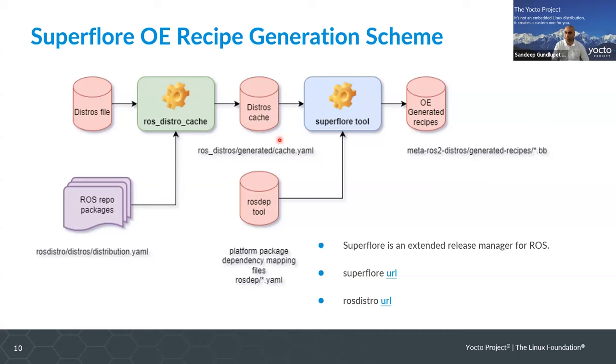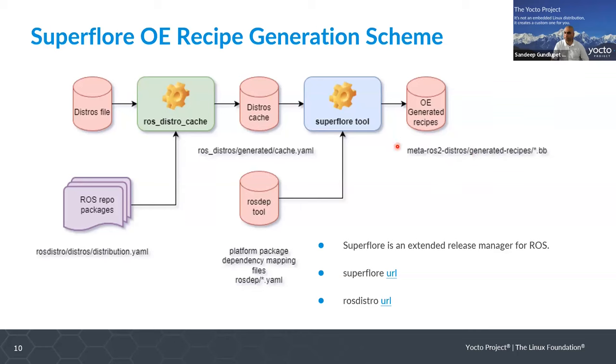Once you have this distro cache, we have a tool called the Superflore script. Superflore is basically an extended release manager for ROS, used to generate the OpenEmbedded recipes. That Superflore tool depends on ROS dev tools, where for each platform, like meta-ROS 1 or ROS 2, there are package dependency mapping files. It has all the build files, Python files, etc. Those files are injected into the Superflore script, and then it will generate the OE generated script.